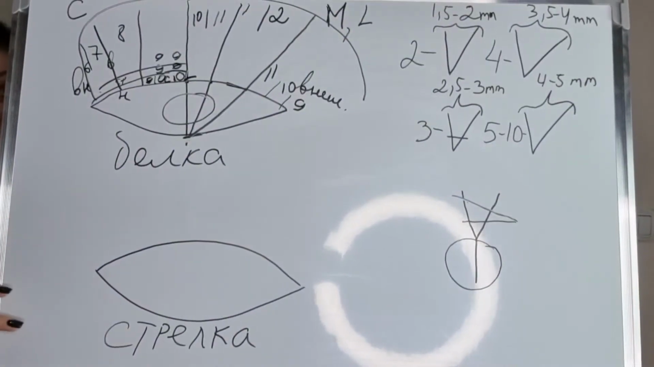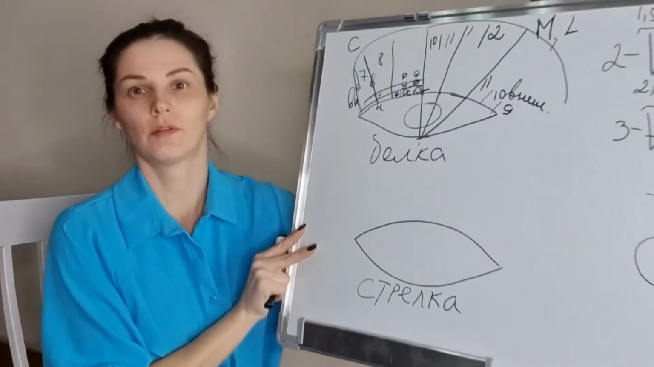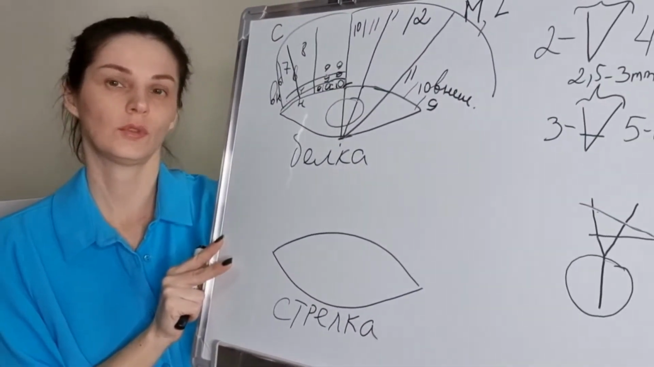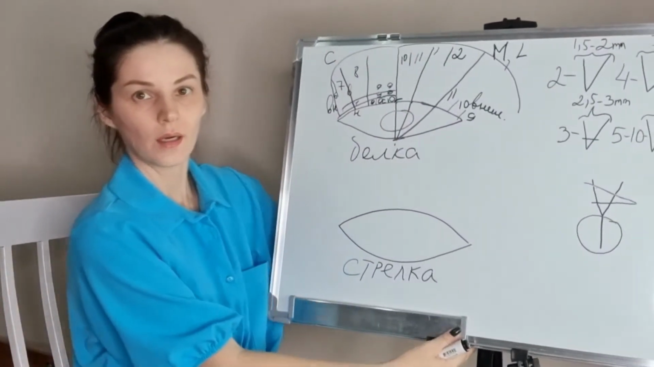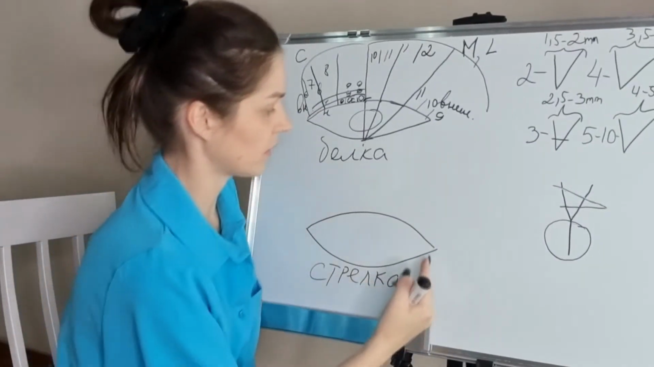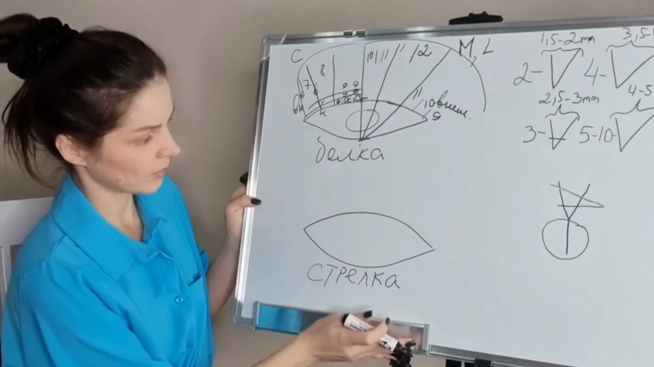The lamp interferes. Let's do it like this. That's it, take a screenshot. Now, how do we work with the arrow? We also divide the eye in half and into 3 parts.